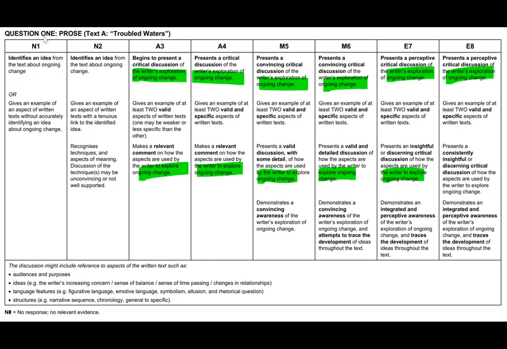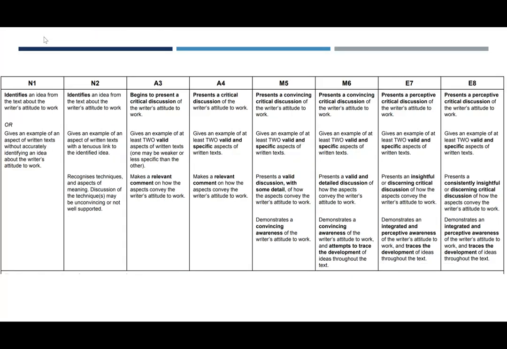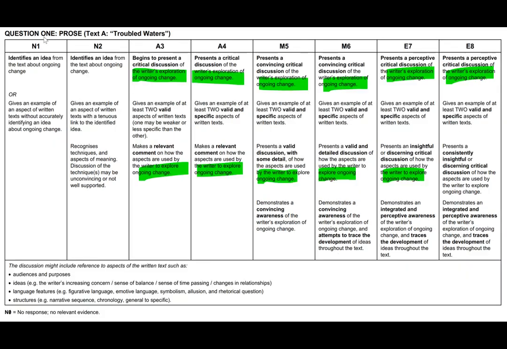So this is based on the 2019 assessment schedule. The only thing that changes every year across all the mark schemes is that bit that's in green there, so that link to the question. So that's the generic one, and then the specific one has the keywords from the question in it.